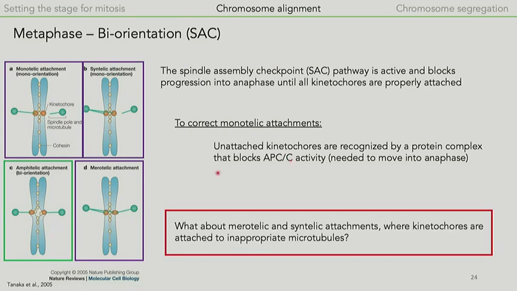But then what about these other kinds? There's syntelic and merotelic attachments, and these are cases where either both kinetochores are attached to microtubules from the same spindle pole, or in the case of merotelic attachments, this kinetochore here on the right is attached to microtubules coming from both spindle poles. So how does the cell recognize these?